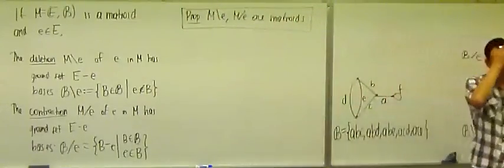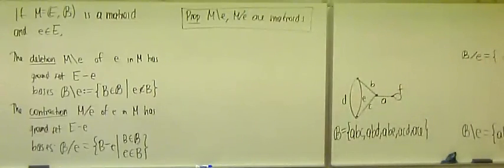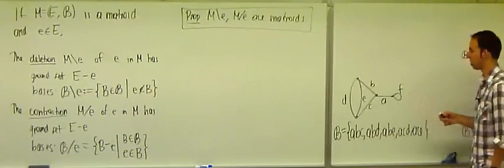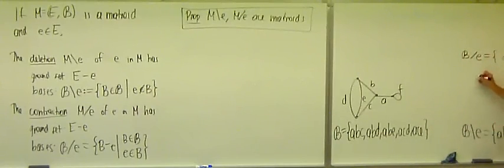Okay. Now, we had already seen these words of deletion and contraction in a different context, right? In the context of graph theory. So in graph theory, if you had a graph, what did it mean to delete? Which is meant to throw out that edge, right? So let's delete. What is the matroid of this graph?